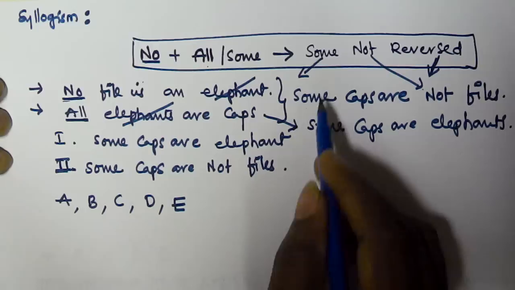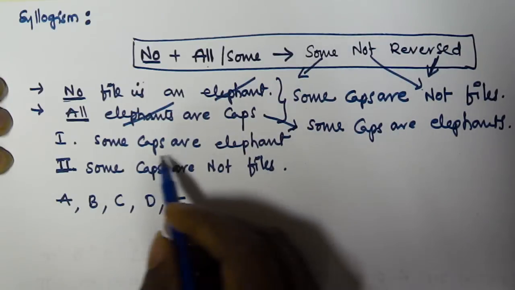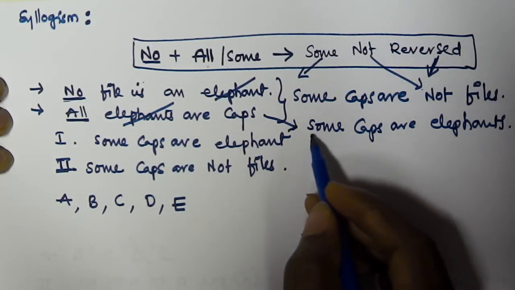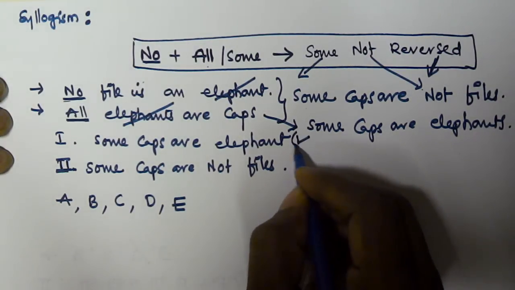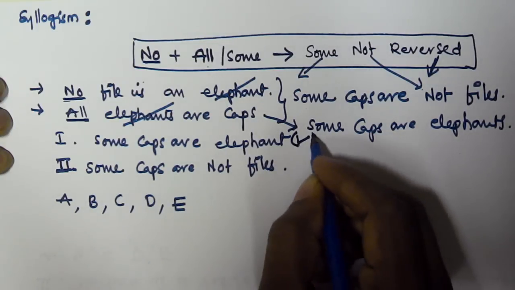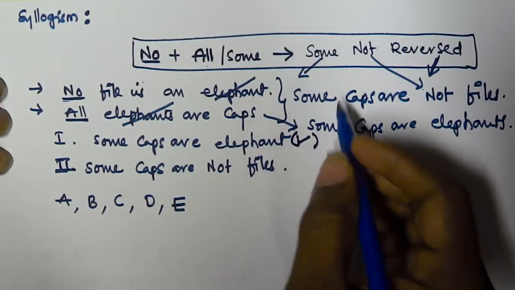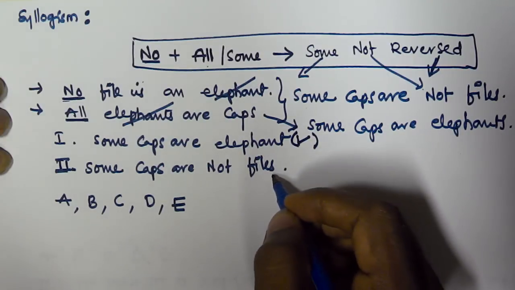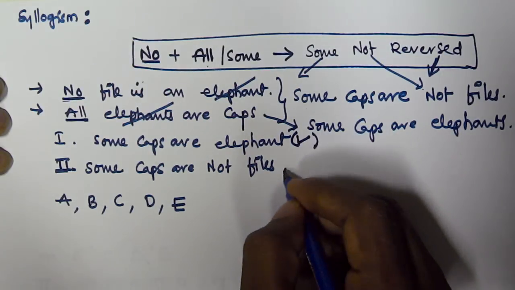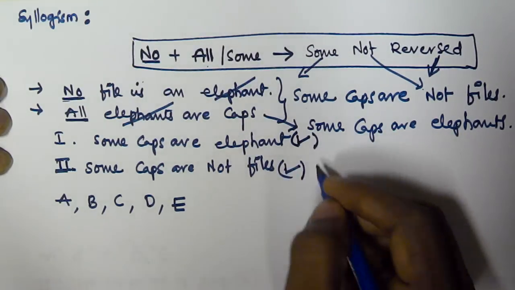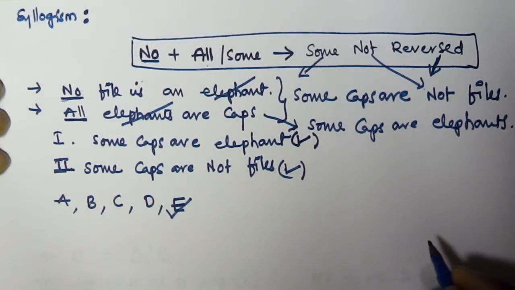Now compare these derived conclusions with the given conclusions. Some caps are elephants, and our second derivation is some caps are elephants. These two are equal, so the first conclusion is true. The second conclusion, some caps are not files, matches the first conclusion we derived. So this one is also true. Both are true, so we have to select option E.